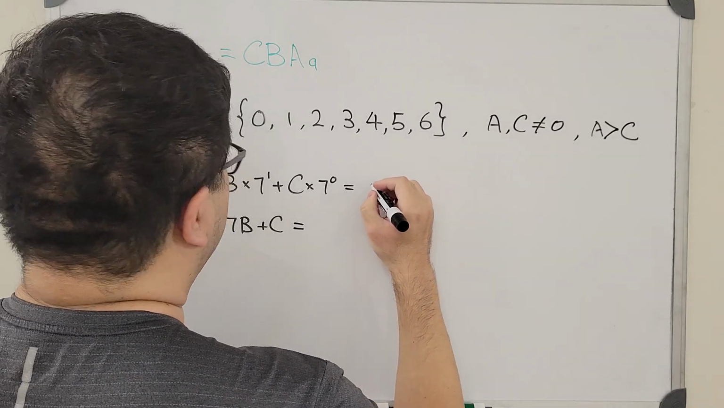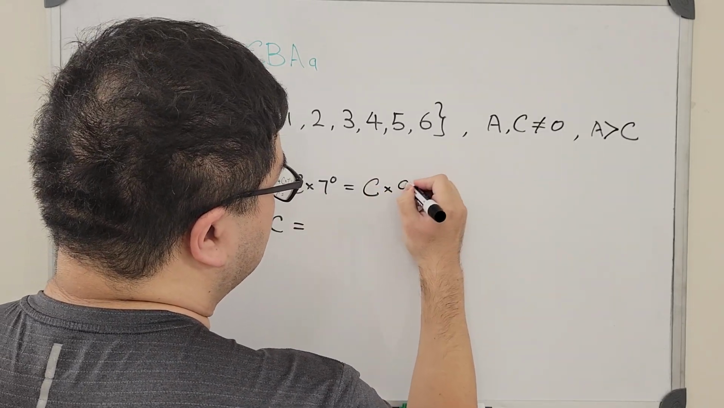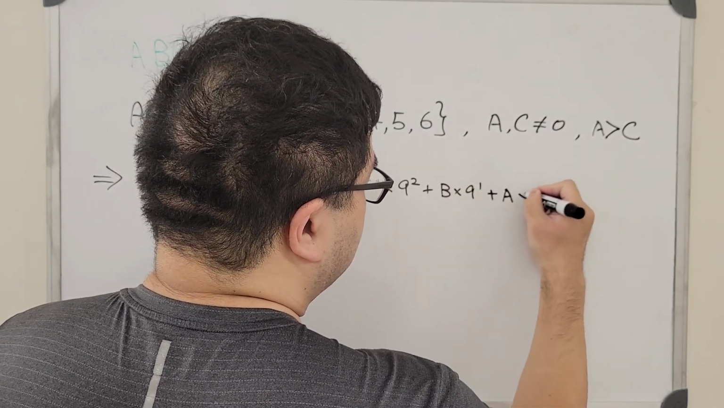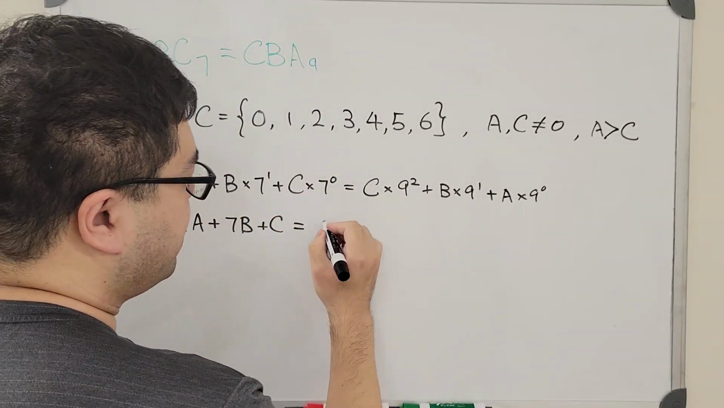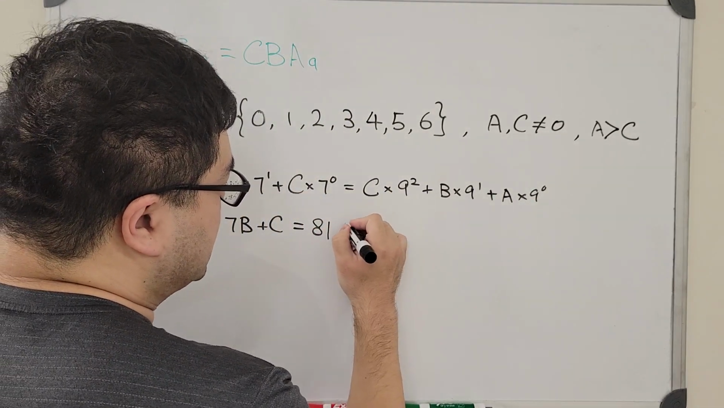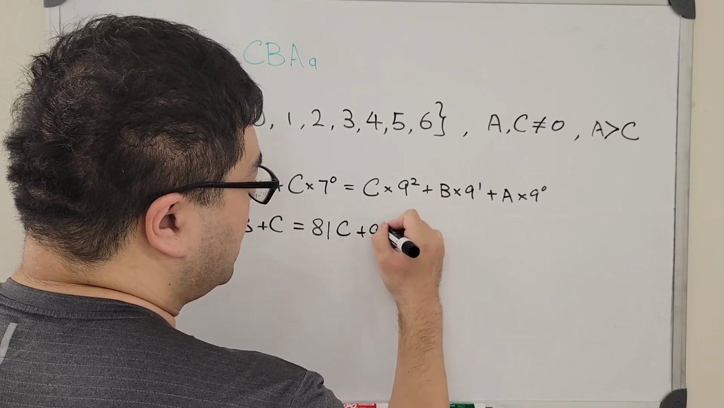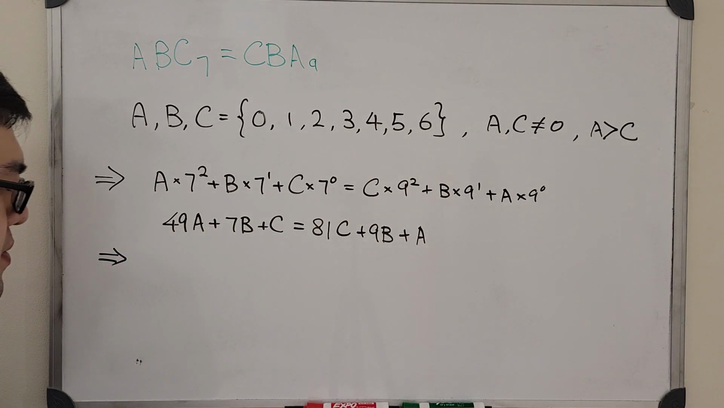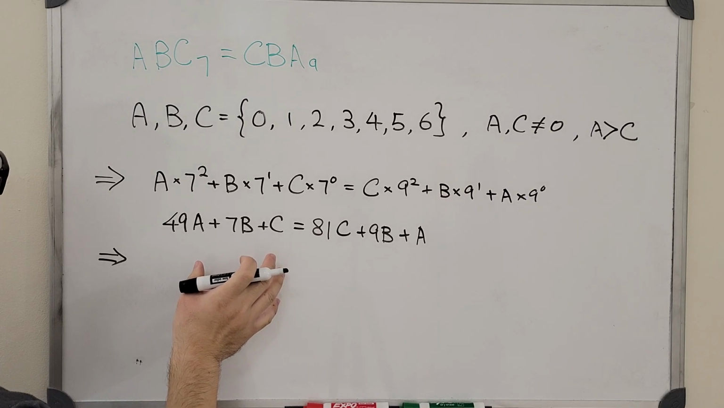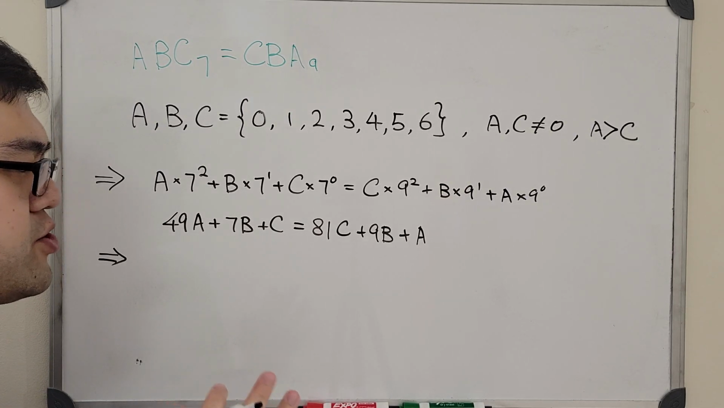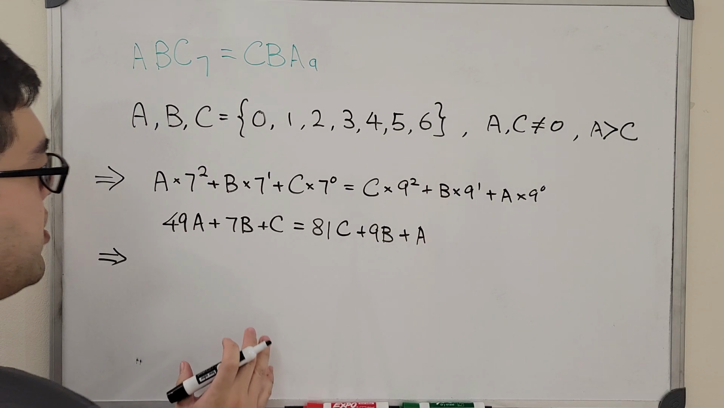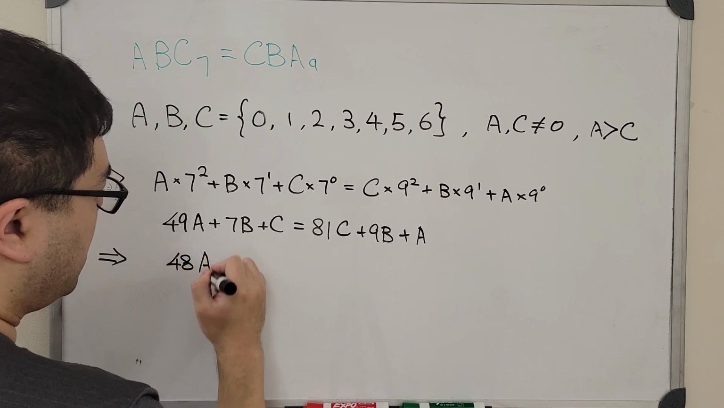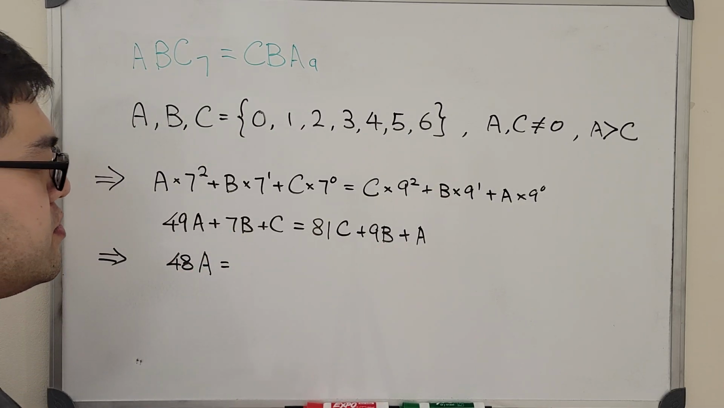Then on the right hand side, we will just play the same game. We have C times 9 squared plus B times 9 to the first power plus A times 9 to the 0th power. And if we simplify that, we end up with 81C plus 9B plus A. So now we just need to play around with the algebra. In order to make the calculation nice, we will try to keep everything in positive values. So I'll keep the A on the left hand side so that we end up with 48A. And then I'll throw everything else to the right hand side.